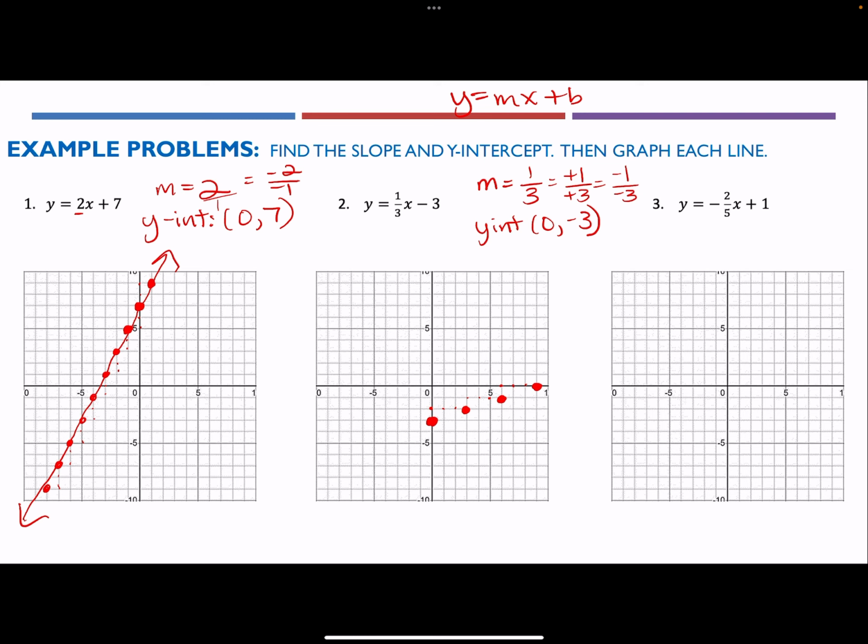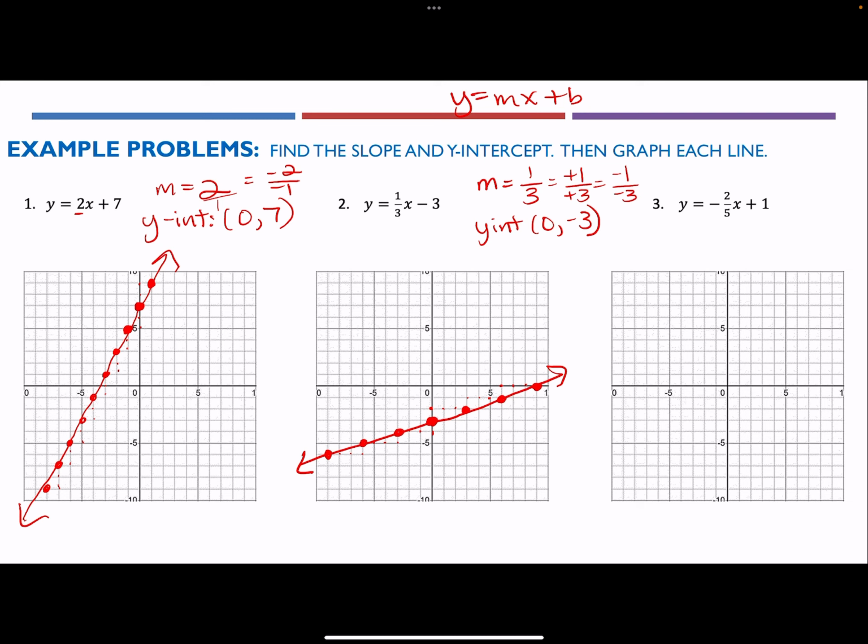Or I'm going to use that negative over a negative to go down 1, 3 to the left. Down 1, 1, 2, 3 to the left. There you go. Connect them and draw arrows on step 4.